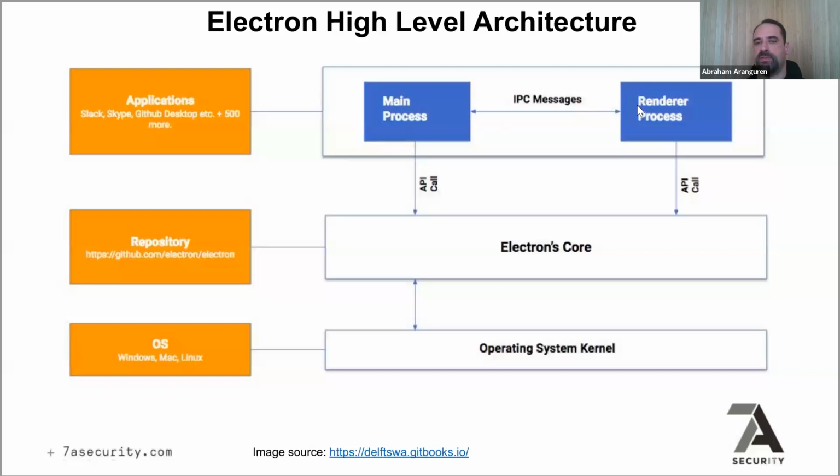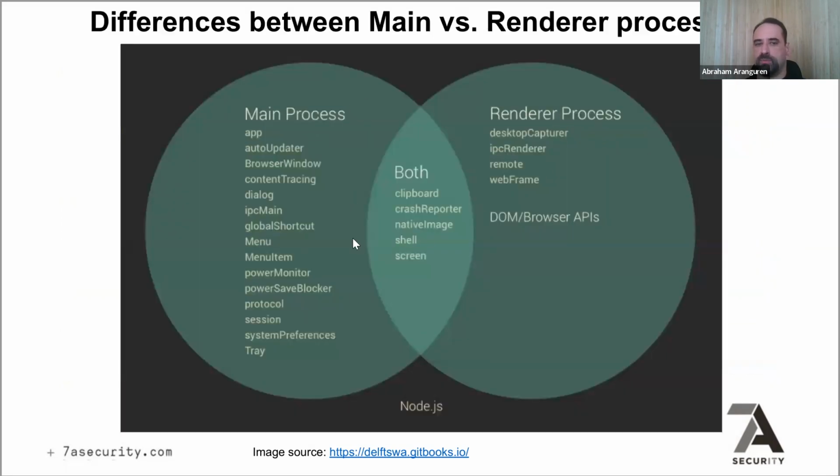And the main process and the render process can talk to each other through IPC messages, right? IPC stands for inter-process communication. So this is just a fancy way of saying they can send JSON to each other, right? So you can have an event listener here, and then this can send a JSON message to the main process, and then the main process is going to process that. So this is one of the things we will be attacking today at the end. So main process, more privileged, can do more stuff. Render process can do less things, and then both processes share some stuff.